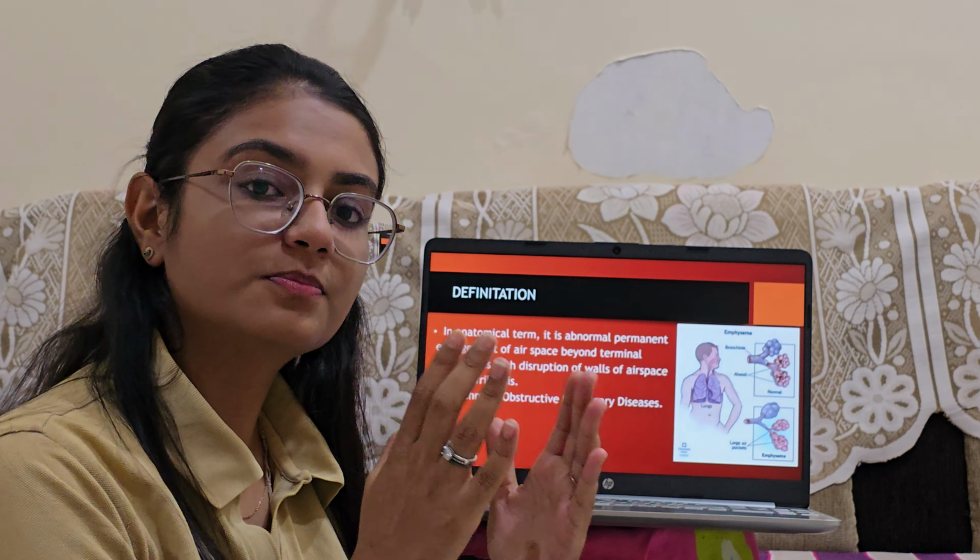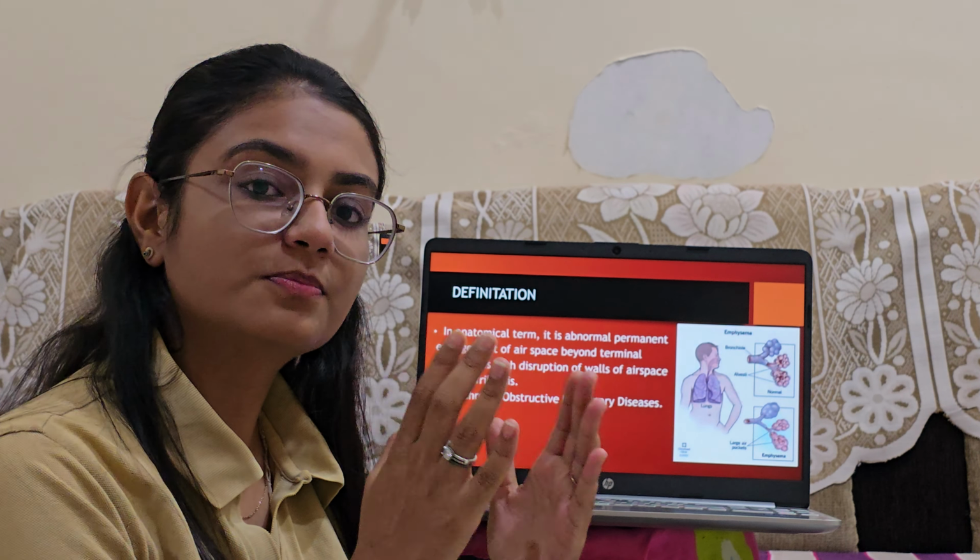Second one is to improve breathing. Various breathing exercises are given: diaphragmatic breathing, pursed lip breathing, segmental breathing, and respiratory devices like spirometer are also given. Now to improve the chest expansion, there are chest expansion exercises.